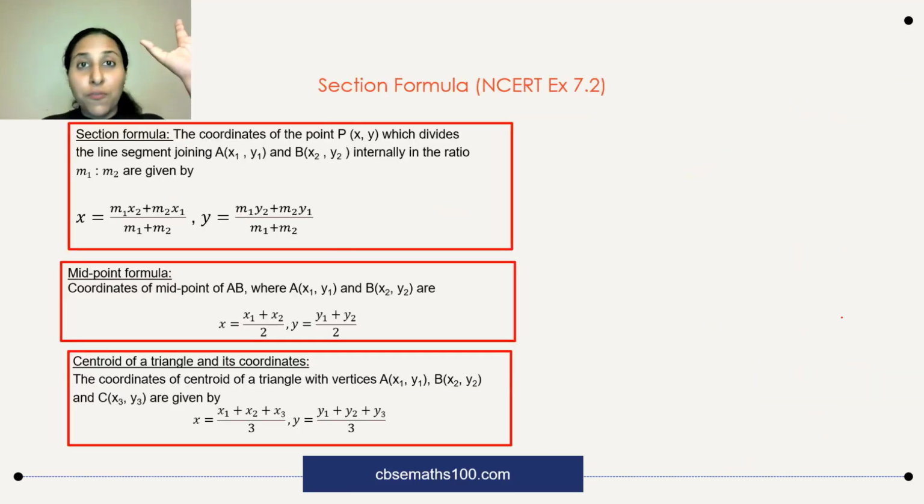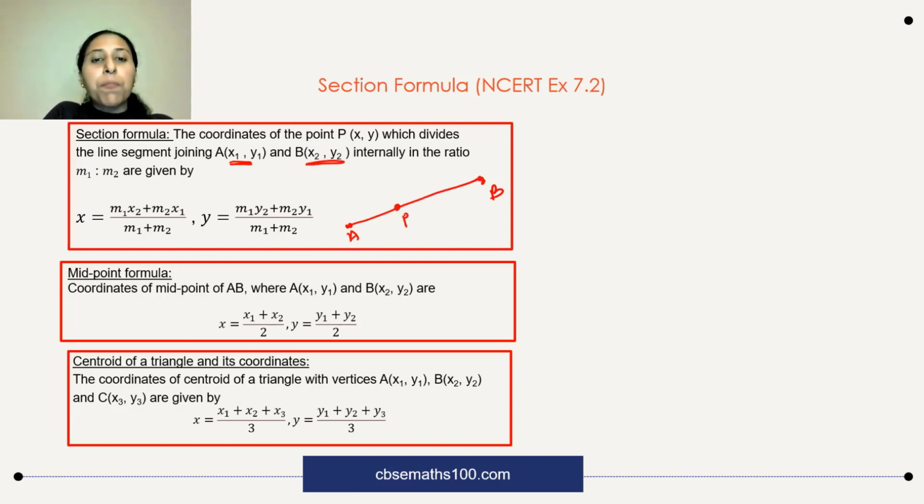Okay. Section formula, very important. Okay, exercise 7.2. Section formula is a formula which helps you in finding out, if you are having two points A and B, where the coordinates are x1, y1 and x2, y2, the coordinates of a third point P, which is dividing this line in the ratio m1 is to m2. You want to find the coordinates of this point P. It is dividing in this ratio m1, m2. In that case, the section formula is very important.